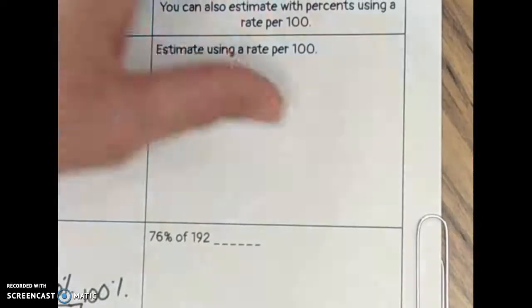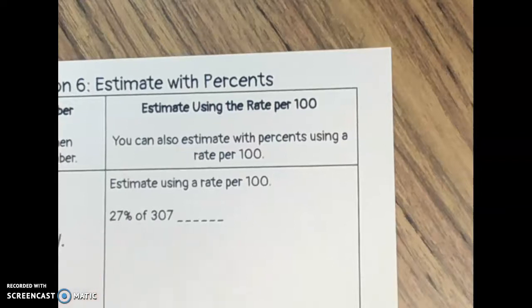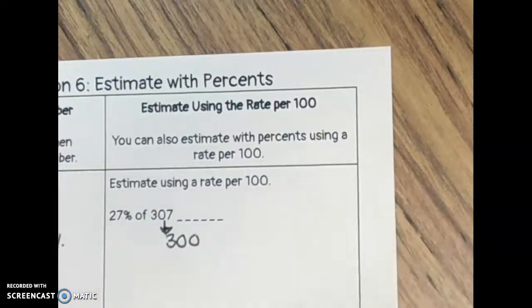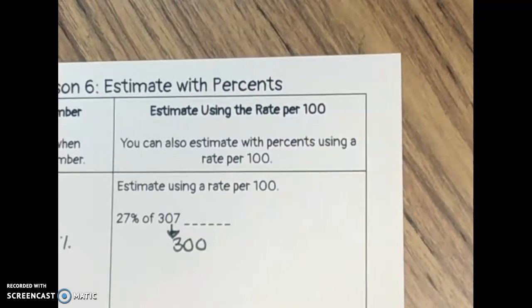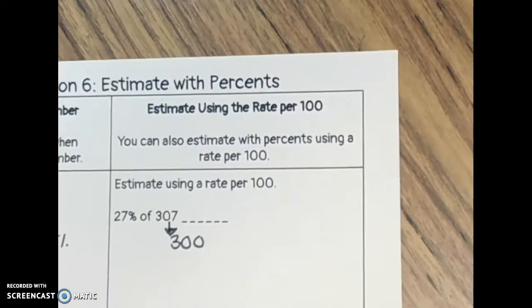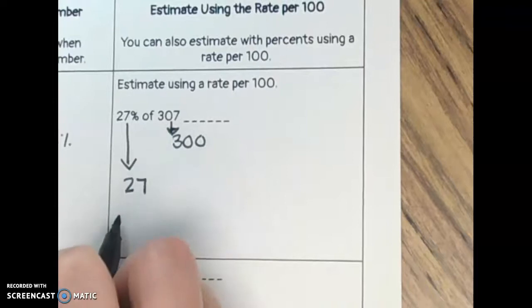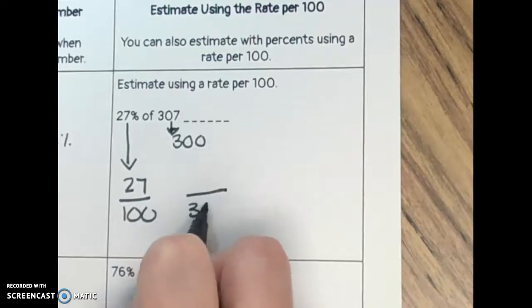Okay, we're going to look over on this side. And now, anytime that you have anything 100 or higher, we're going to estimate using a rate per 100. So that means you are going to change the number that's 100 or higher to the nearest 100. 301 is closest to 300. We're going to use 27 just the way that it is, and we're going to write 27% as a fraction. Remember, percents are out of 100, so we're going to change 27% to 27 over 100. And then we're going to take this 300 and we're going to put it on the bottom.